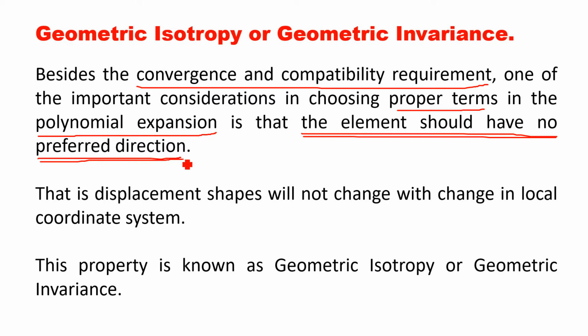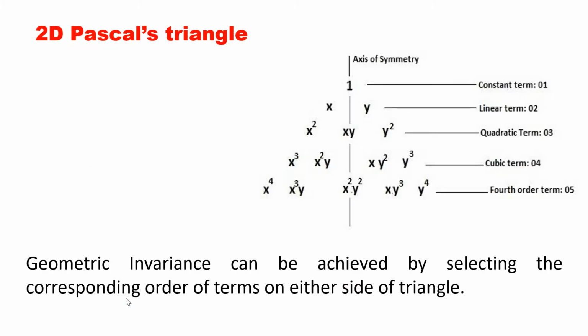This property of the element is called as geometric isotropy, or which is also called as geometric invariance. It means displacement shape should not change with the change in local coordinate system. This property is known as geometric isotropy or geometric invariance. Now, the geometric isotropy or geometric invariance can be achieved by selecting the proper terms from the Pascal triangle.